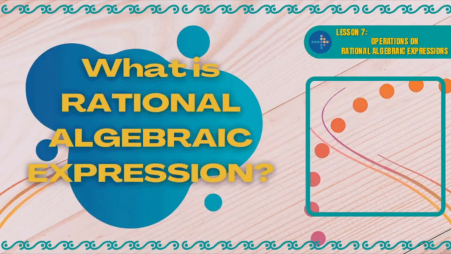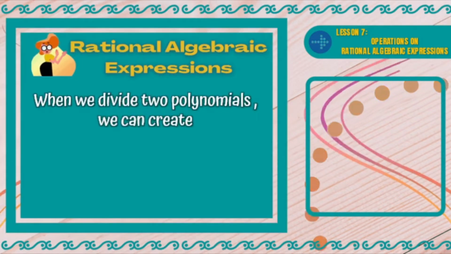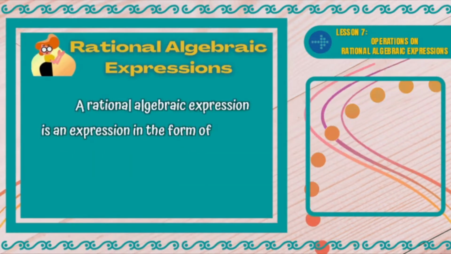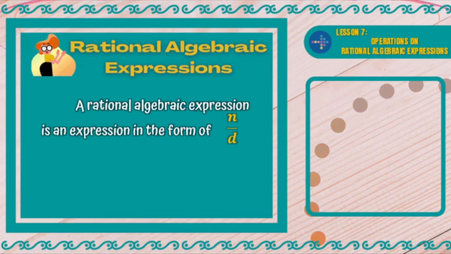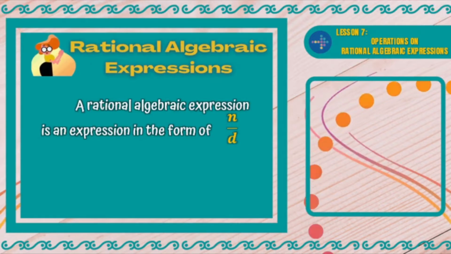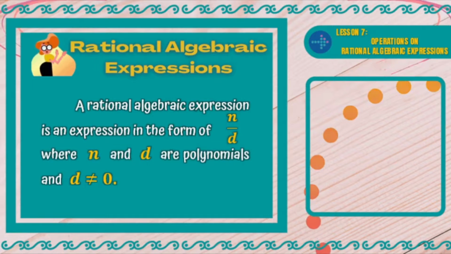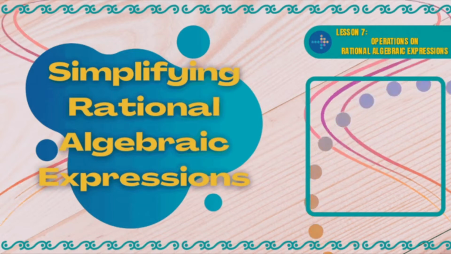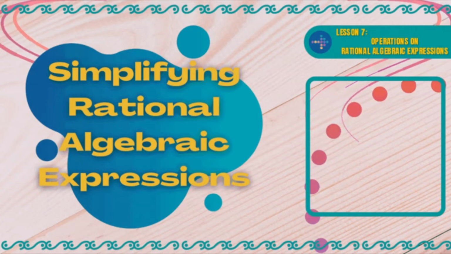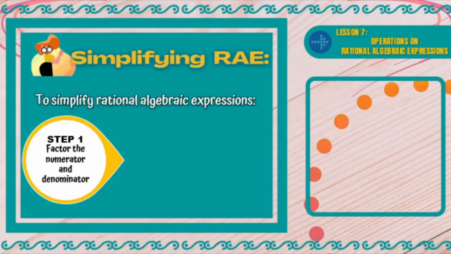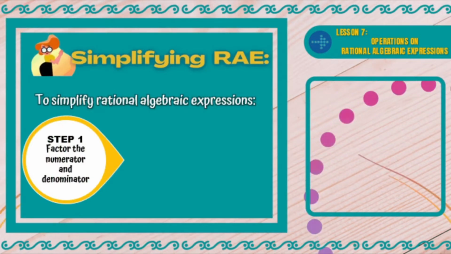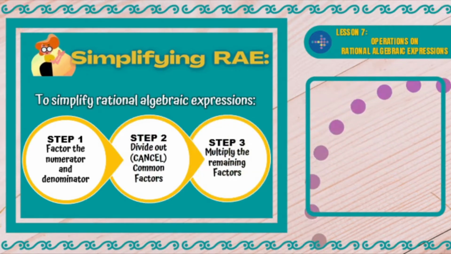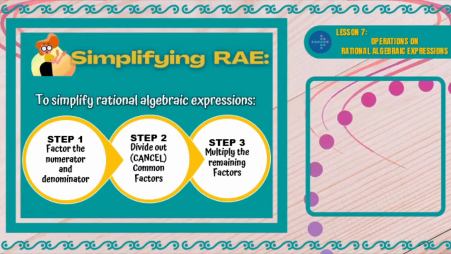So what is an RAE? When we divide two polynomials, we can create a rational algebraic expression. An RAE is an expression in the form of n over d, where n is the numerator and d is the denominator, where n and d are polynomials and d is not equal to 0. So how do we simplify rational algebraic expressions? Step 1, factor the numerator and denominator. Step 2, divide out or cancel common factors. Then step 3, multiply the remaining factors.